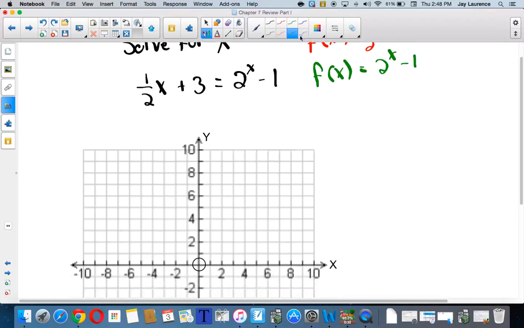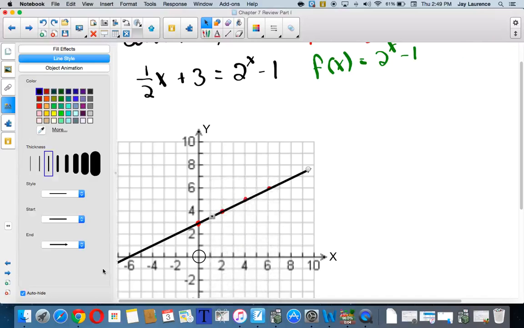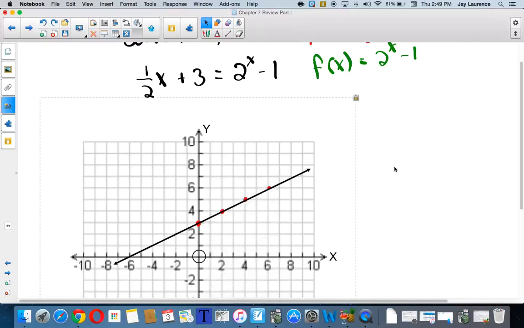All right, so the red one's easy enough to graph. I've got a y-intercept of 3 and a slope of 1 over 2. And so I get something like this. And it's going to be a nice solid line. Let's see, the properties. The start needs to be an arrow. And I'll make it a little bit thinner. All right, so there's that one.